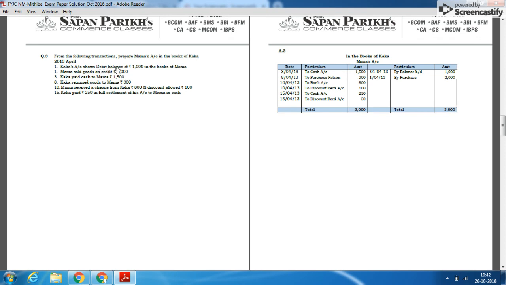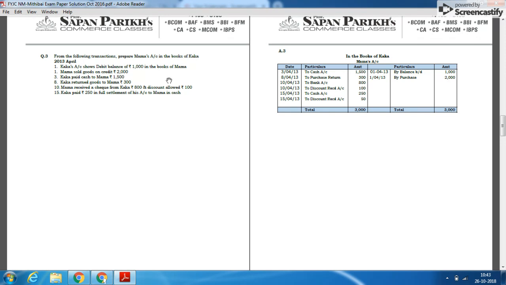Kaka showed a debit balance of 1000 in books of Mama, which means in the books of Kaka, Mama will be a credit balance of 1000. So opening balance will be by balance brought down 1000 rupees. Remind you to think from Kaka's angle. Mama sold goods on credit, which means Kaka bought it. Kaka bought it from whom? Mama. So it is purchase account debit to Mama 2000 rupees.